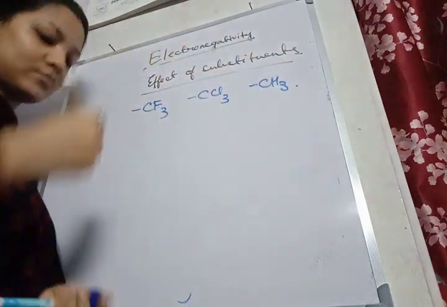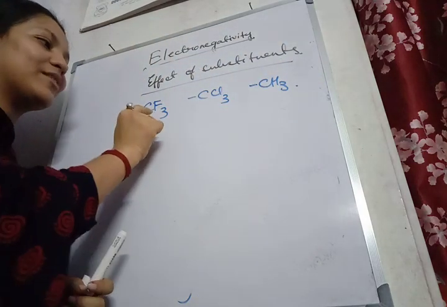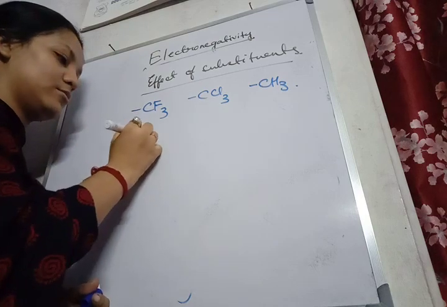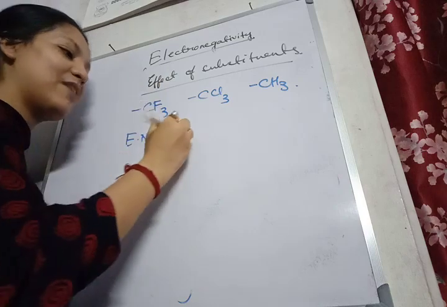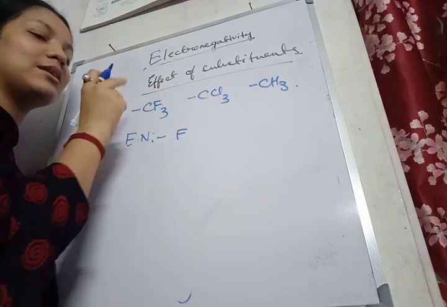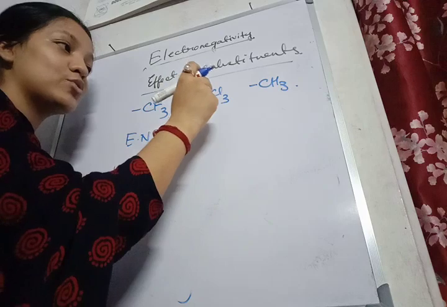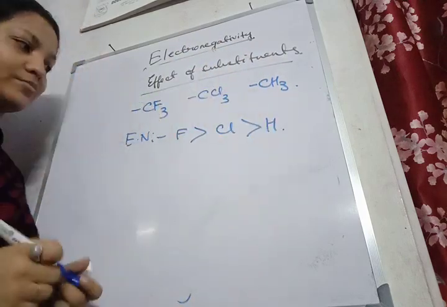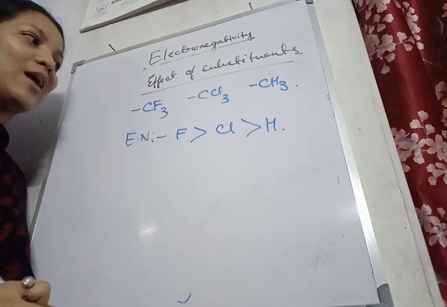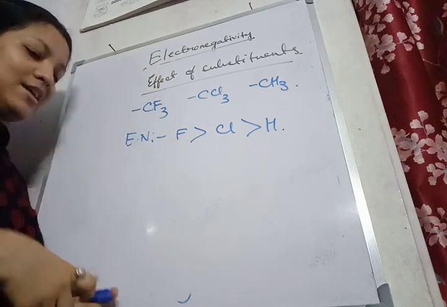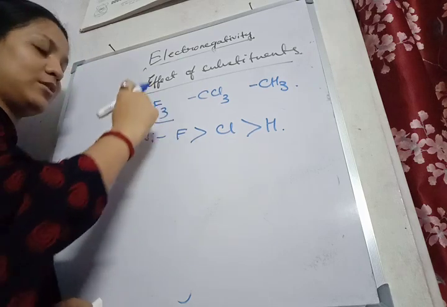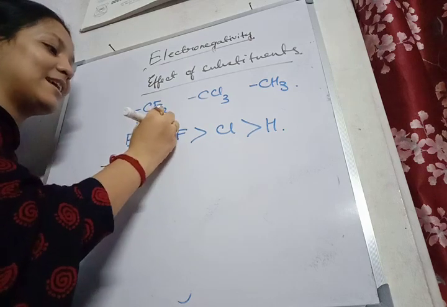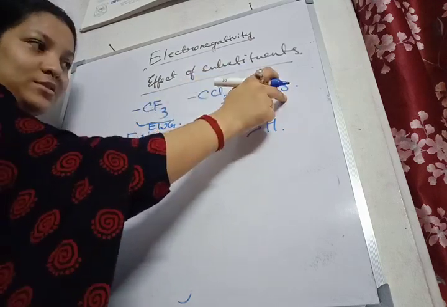These are my groups. Now what happens due to the presence of an electronegative group? If I talk about the electronegativity order of F, Cl and H, F will have maximum electronegativity because it has minimum size and maximum nuclear charge compared to Cl and hydrogen. So this is the electronegativity order of the substituents. As the electronegativity increases, this particular group, due to 3 fluorine atoms, will act as an electron withdrawing group compared to the other 2 groups.